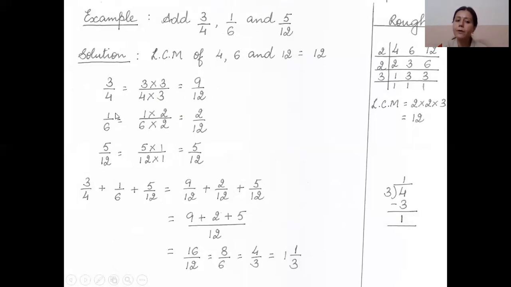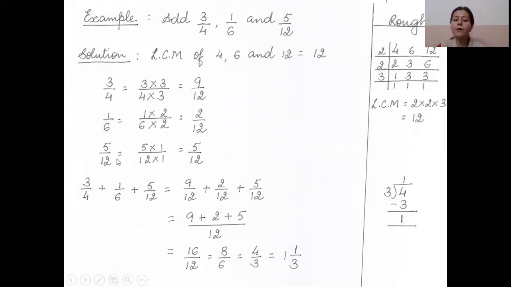Next fraction 1 upon 6. The denominator is 6. Make 6 equal to 12, that is your LCM. 6 2s are 12. The number with which you multiply the denominator, the same number you have to multiply your numerator also. So 6 2s are 12 and 1 2s are 2. So 1 upon 6 is equal to 2 upon 12, children.